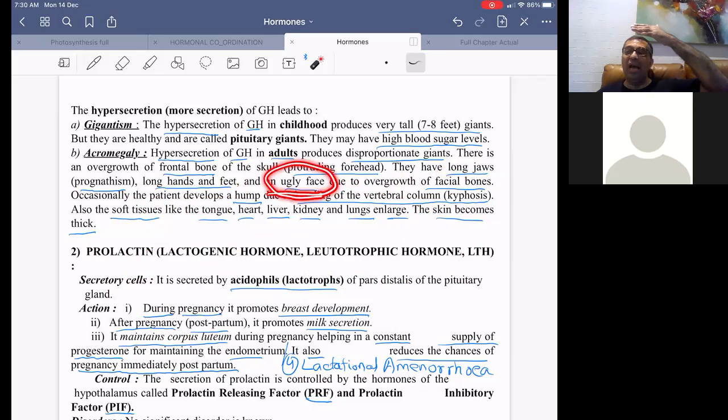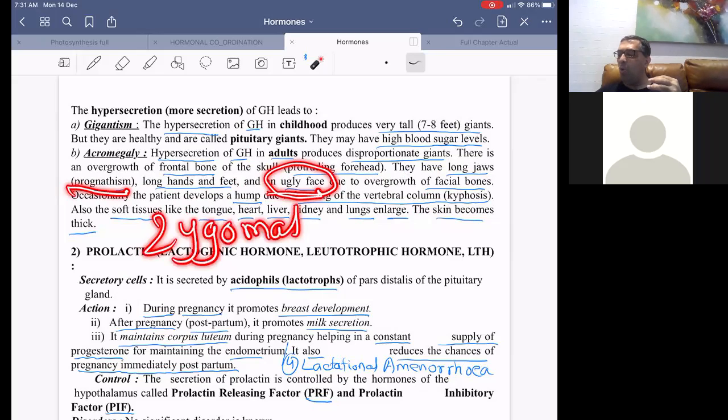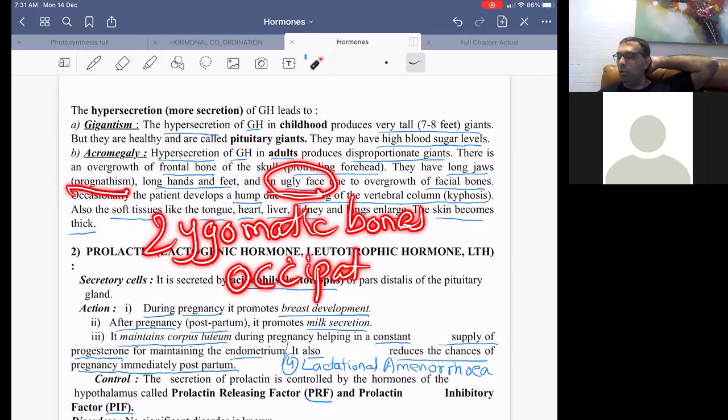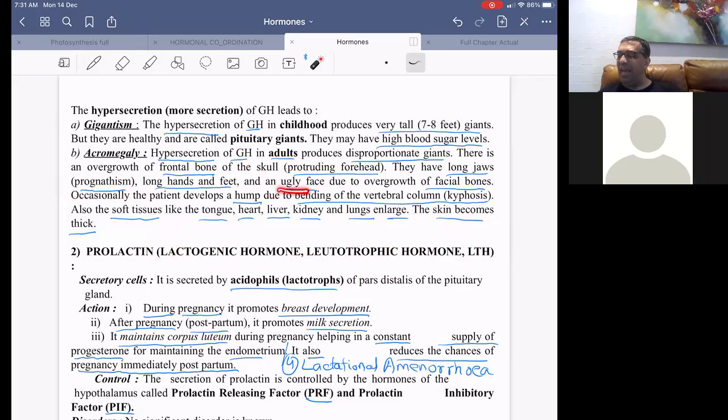Imagine protruding forehead or protruding jaws, which we remember is called prognathism, protruding cheekbones. Cheekbones बढ़ते हैं. Cheekbones called as zygomatic bones also increase in size. So forehead बढ़ता है, zygomatic bone बढ़ता है, prognathism, jaws बढ़ते हैं, occipital bone, which is on the back side, will also increase in size, and this will produce a very ugly face due to overgrowth of facial bones. Occasionally, the patient develops a hump due to bending of the vertebral column.